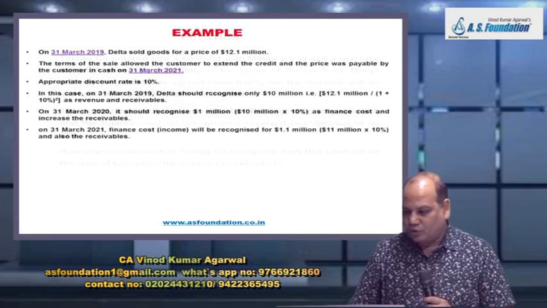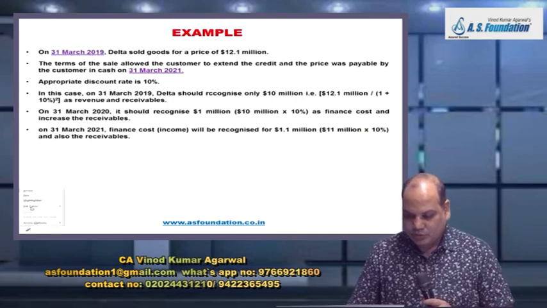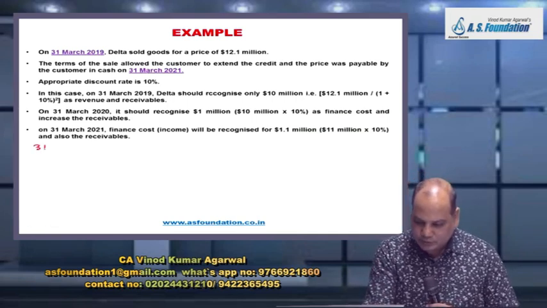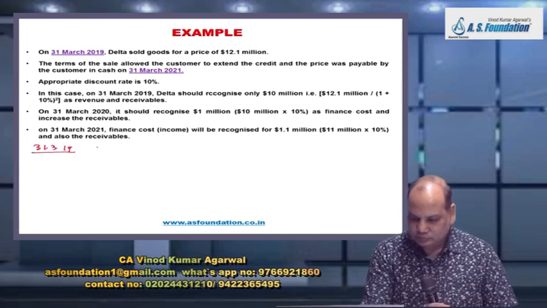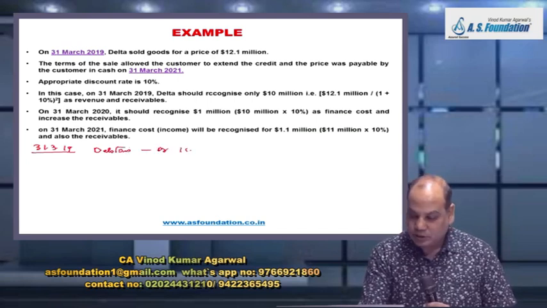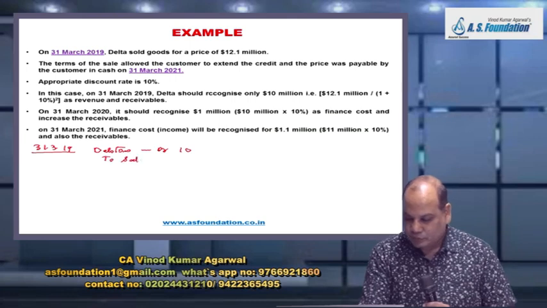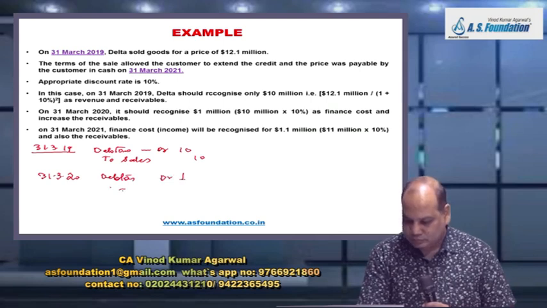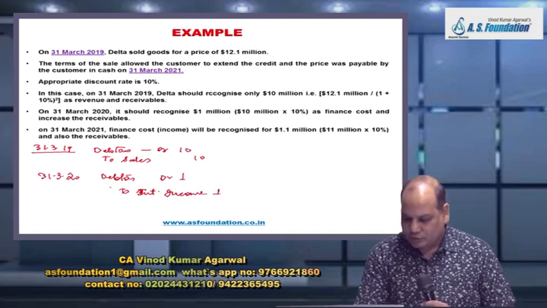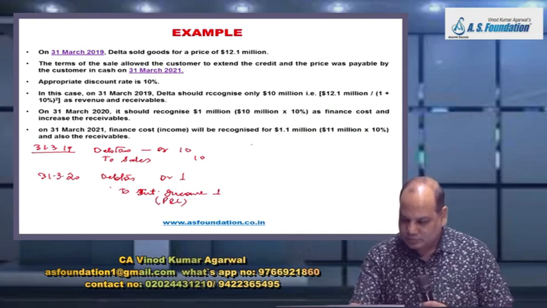Okay. So how do you pass the journal entries for this problem? 31st March 19: Debtors account debit 10 million to sales 10. 31st March 20: Debtors account debit 1 to interest income 1, and this interest income you will transfer to P&L account.